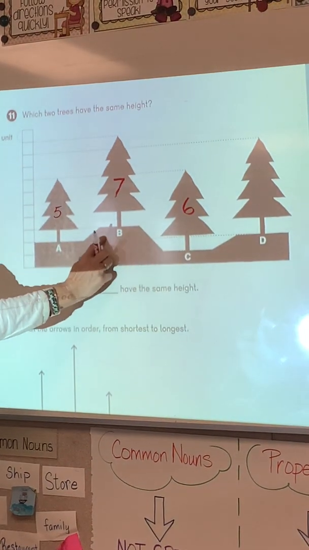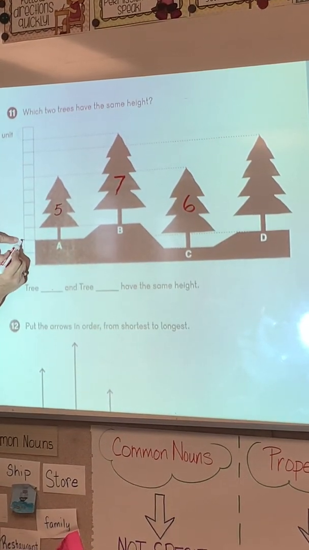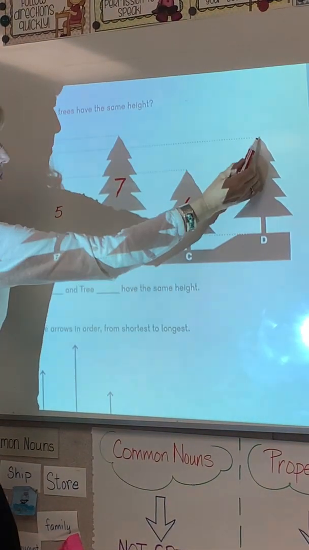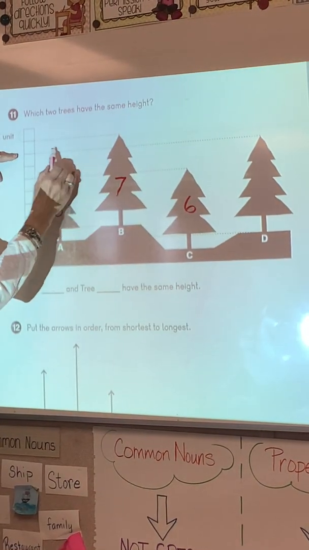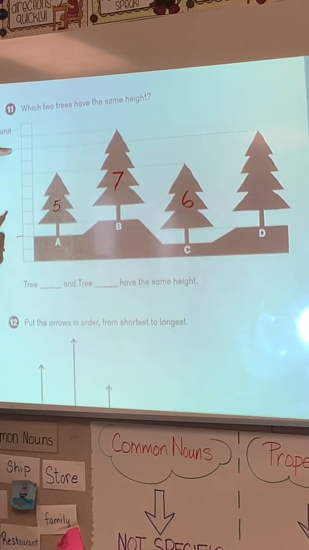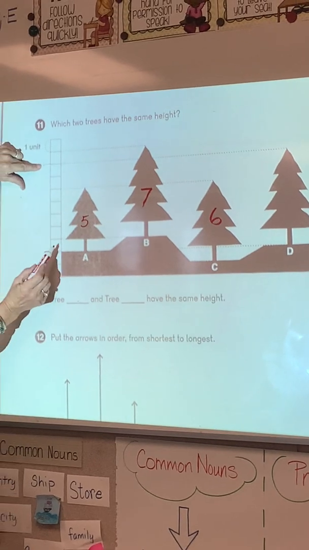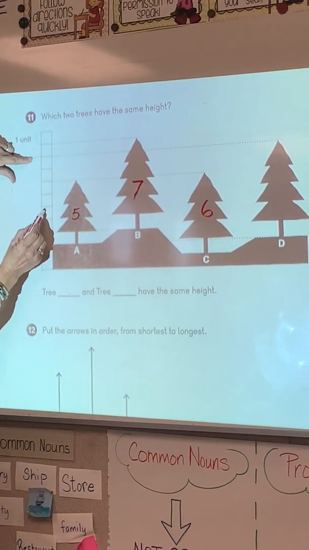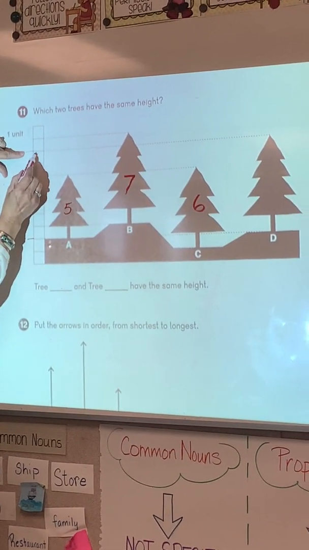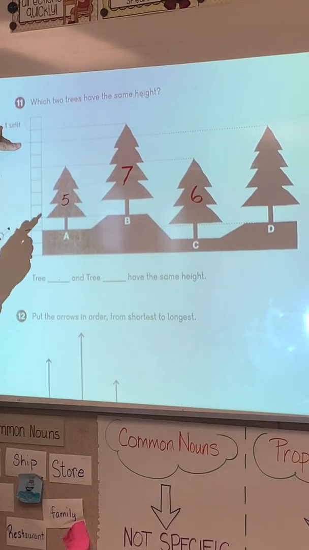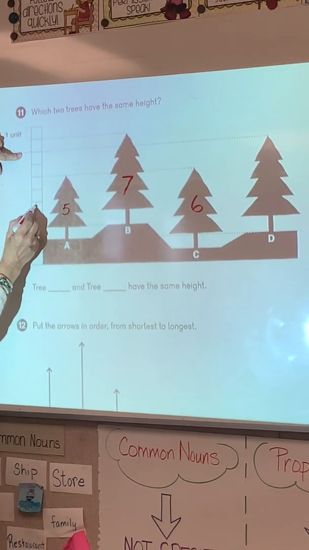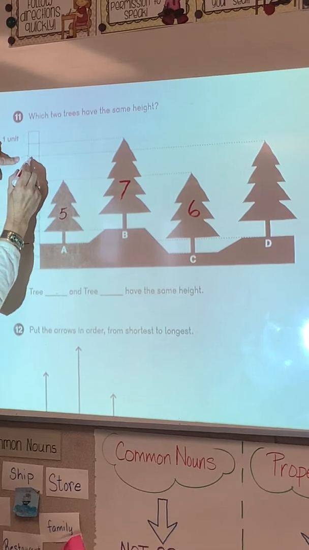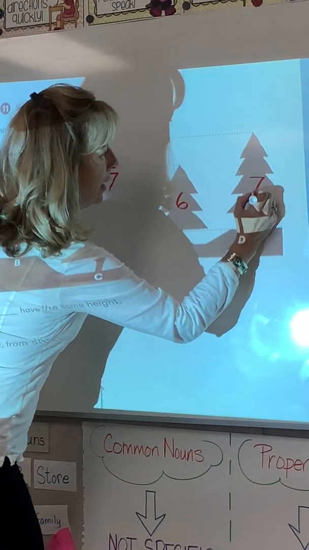Bring tree D over, that line starts right here, okay? And then the top of it is here, and you can see the dots, and they go all the way to here. Now let's count those units of measure. 1, 2, 3, 4, 5, 6, 7. One more time, just to be sure. 1, 2, 3, 4, 5, 6, 7. Put a 7 in there.